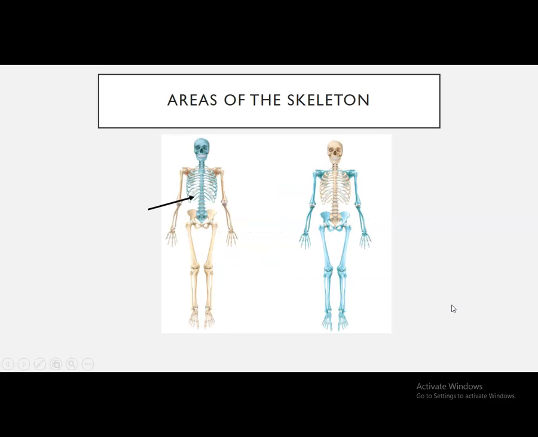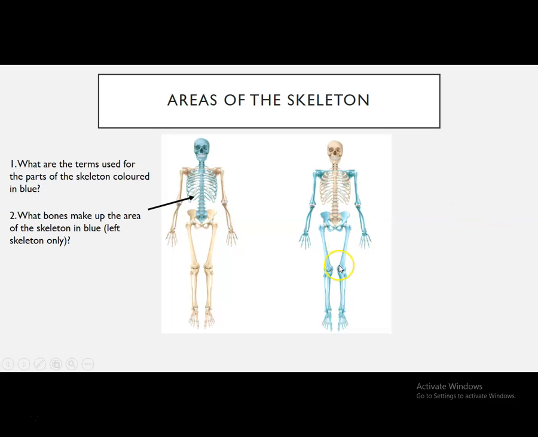So now we're looking at the areas of the skeletal system, or areas of the skeleton. What are the terms used for the parts of the skeleton coloured in blue? So this part here, and then this part here. Can we remember what they are called? So give it a go, pause it again. And then just for this area here, what bones make up this area? Just for this one here, again pause.